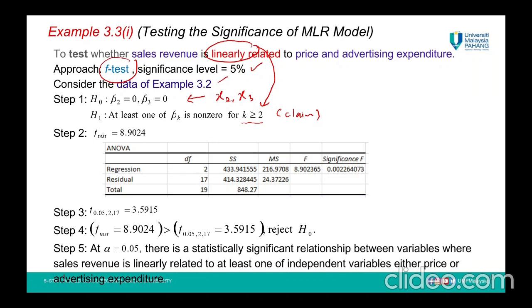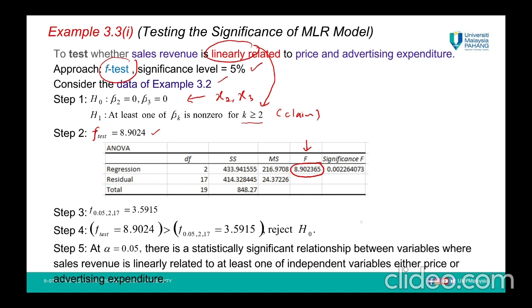Now we go to step 2. Since we want to use the F-test, we can get the F-test value from the ANOVA table, from the Excel output. The F-test is given by this value, the F column. By taking the value at 4 decimal places, we get F-test equals 8.9024. Now we complete step 2.